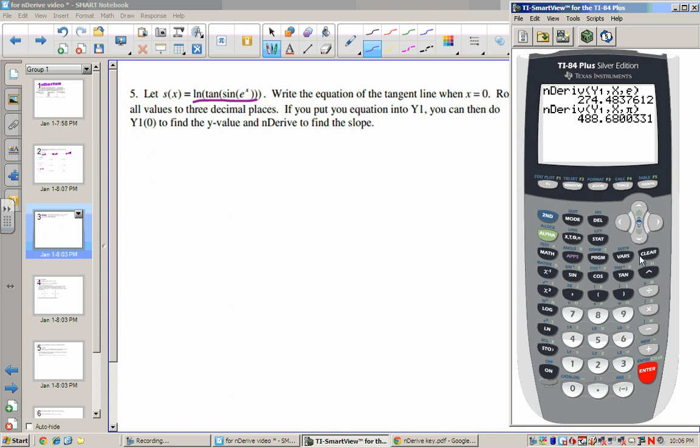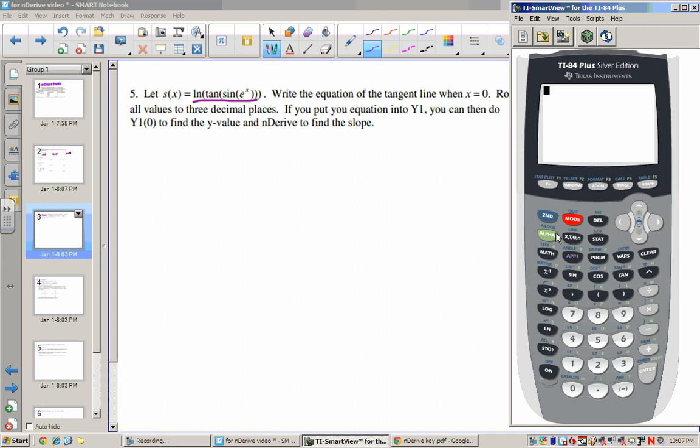So let's start off by going into our y equals and putting that function in here. So we've got the natural log of the tangent of the sine of e to the x, and then I've got to close a few parentheses, 1, 2, 3, I think that's enough. Okay, so we've got that in our y1, and now I'm going to hit second quit.